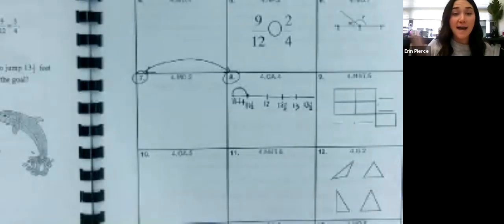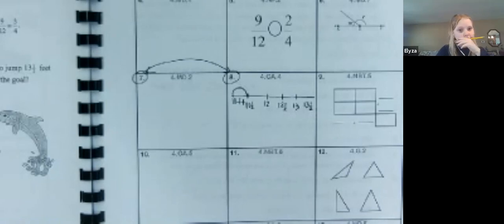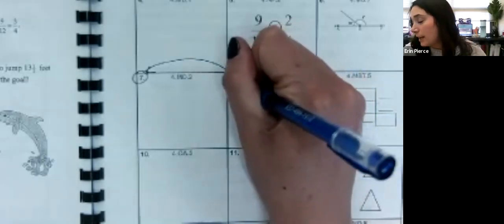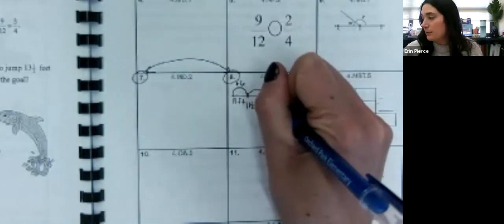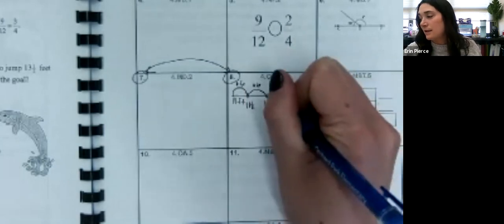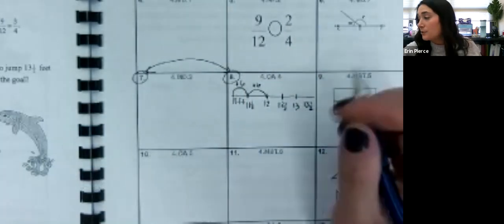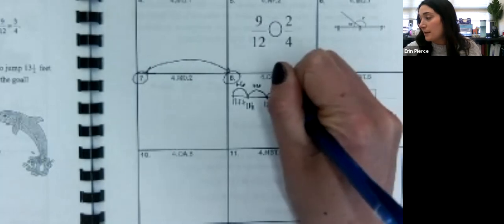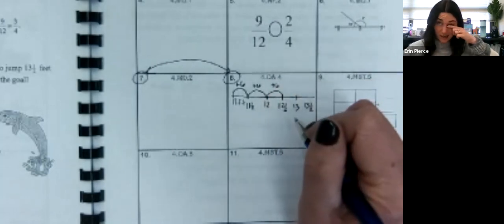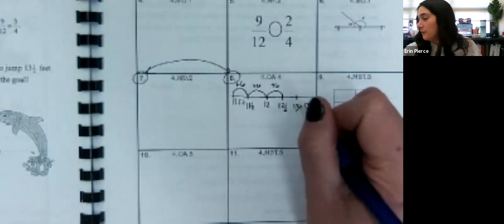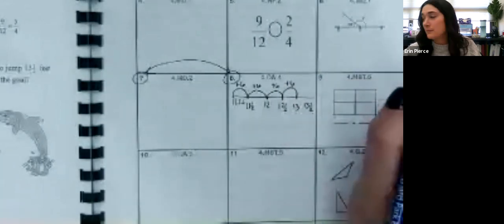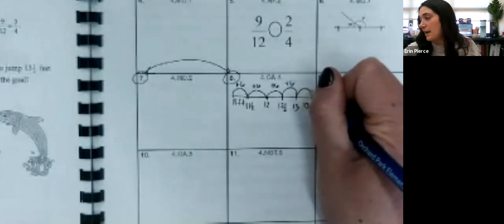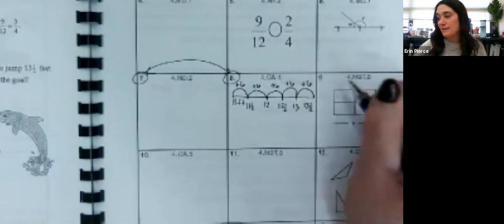Yeah, so how much is half of that? Six. So plus 6 inches. This is plus 6 to get to the next foot, from 12 to 12 and a half. That's another 6 inches she has to jump. From 12 and a half to 13, that's another plus 6. And from 13 to 13 and a half, that's another plus 6.